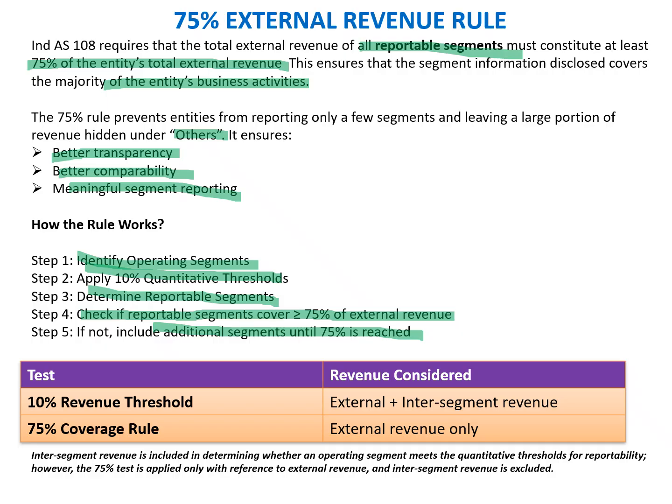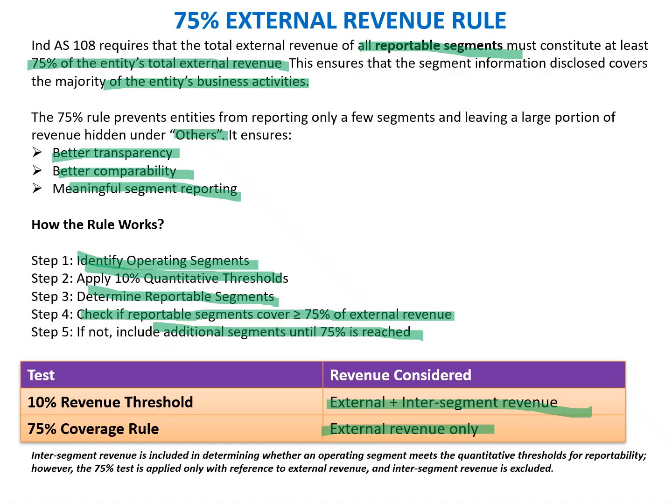Now, a couple of points need to be clear here. The threshold rule which applies for the reportable segment is 10%, and then there is the 75% coverage rule. We have to be very sure what kind of revenue needs to be considered here. For the 10% revenue threshold, both external and inter-segment revenue need to be included. So if a segment has 50% revenue from external customers and 50% from inter-segment, but that 100% adds up to the 10% threshold, then that segment is treated as a reportable segment. But for the 75% coverage rule, we have to consider only external revenue, and exclude the inter-segment revenue.